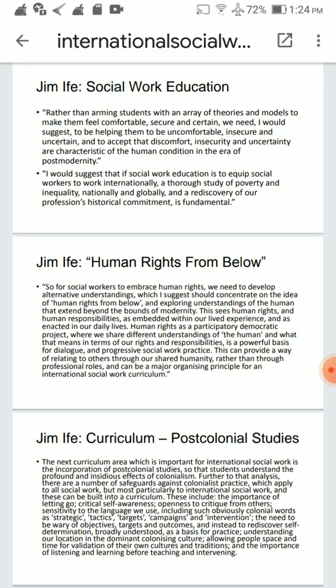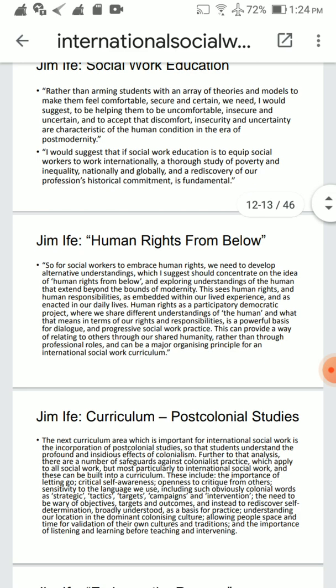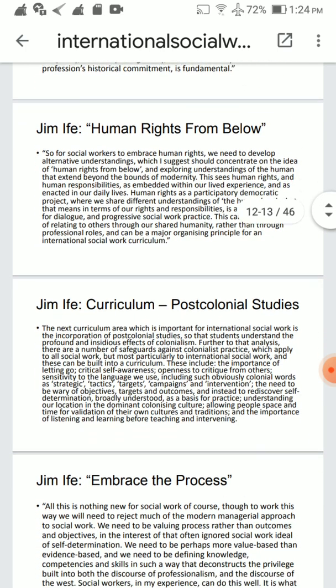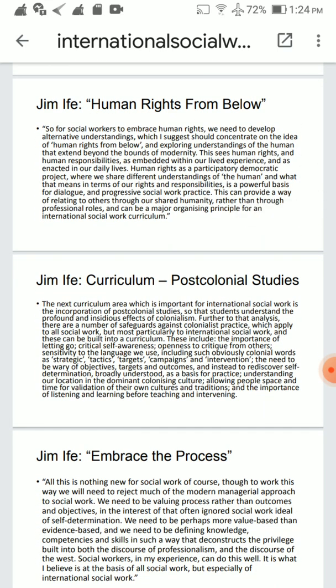Human rights as a participatory democratic project, where we share different understandings of the human, what that means in terms of our rights and responsibilities. It is a powerful basis of relating to others through our shared humanity rather than through professional roles, and can be a modern organizing principle for an international social work curriculum, along with post-colonial studies.